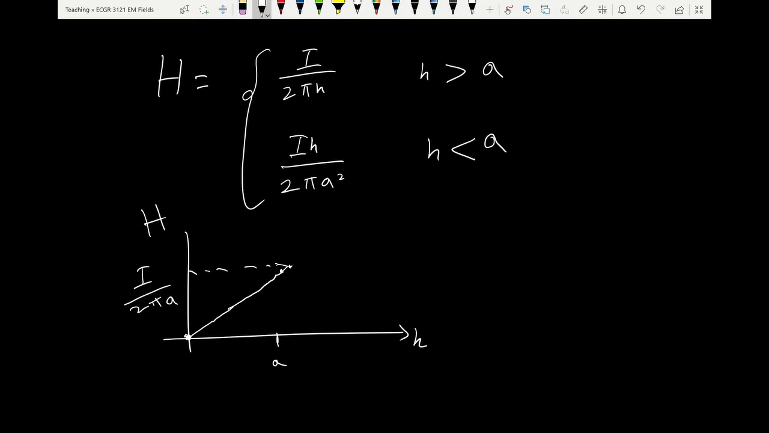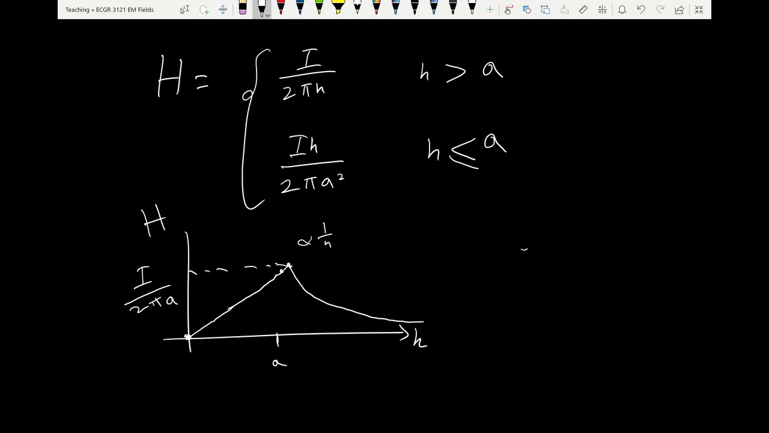And then once we hit a, I need to have less than or equal, right? Once we hit a, we get this expression, I over 2 pi h. So now the H curve as a function of small h becomes proportional to 1 over h. So it becomes like a reciprocal function. It goes down like this. Okay, so notice this big difference now.